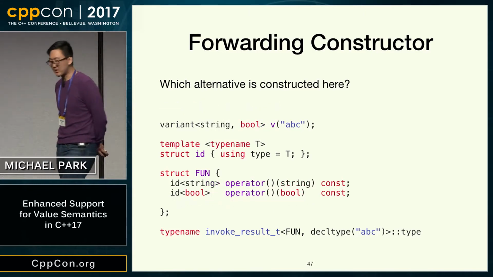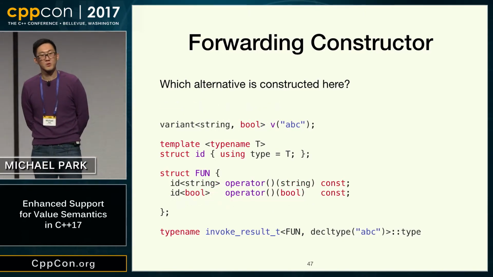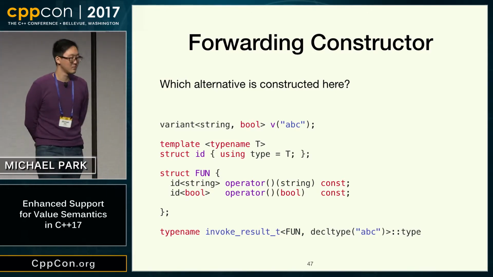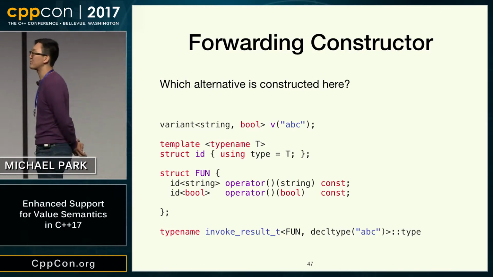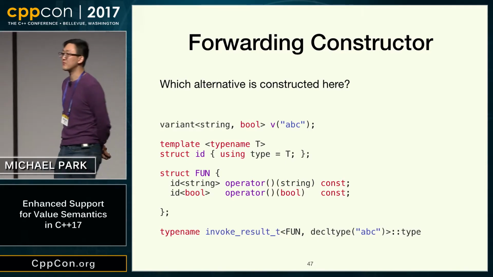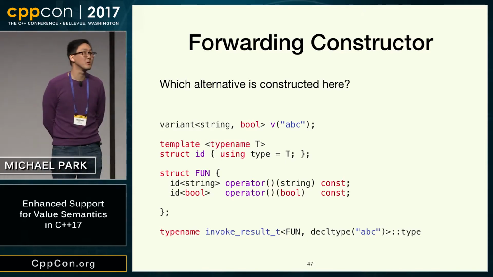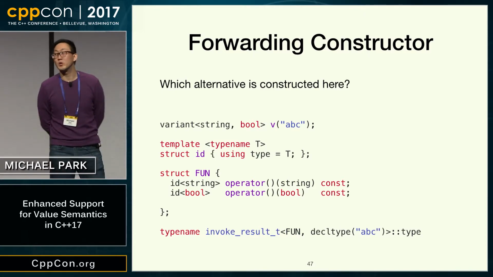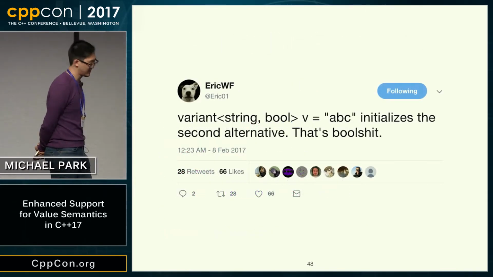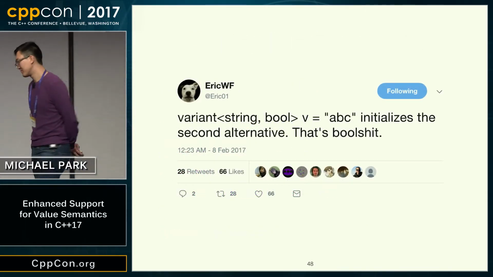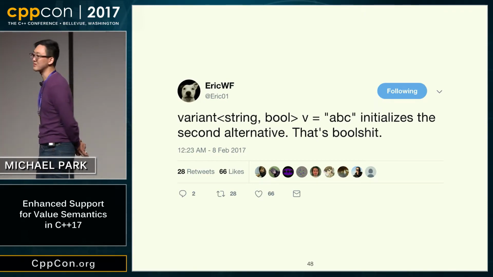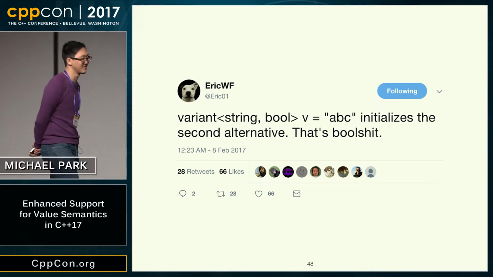Okay, so let's take a concrete example. We have string, we have a bool. We try to initialize it with a string literal ABC. What's the result here? We're performing overload resolution with string and bool as candidates, and we're trying to invoke it with a const char array. Which one wins? Bool. Yep. So here's Eric's opinion about that. Variant string bool, and let's try the second alternative. Yeah, okay, I agree.